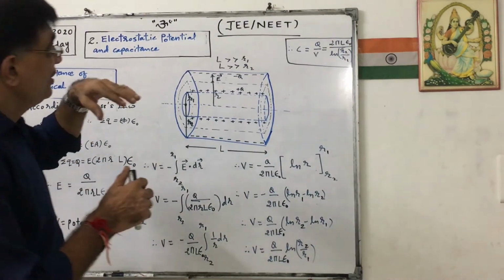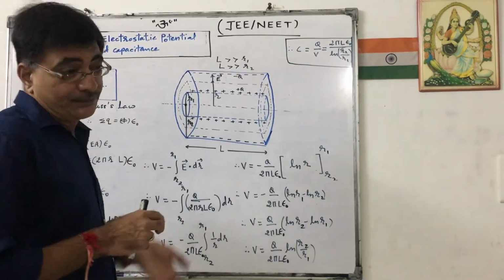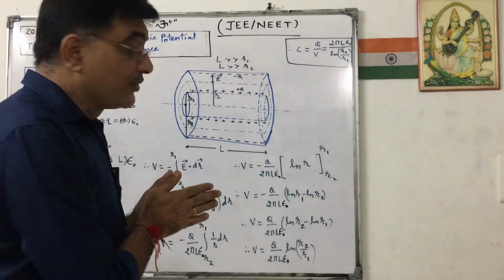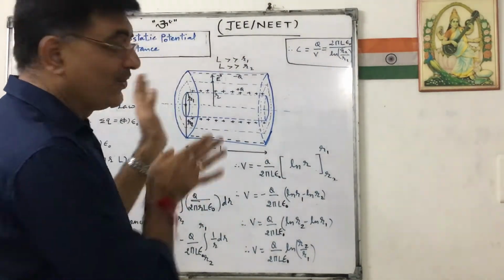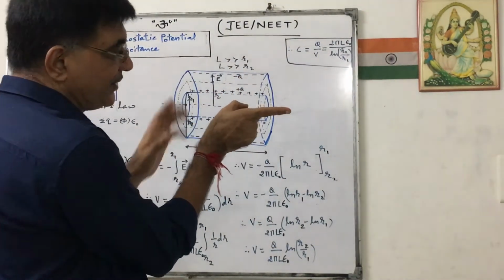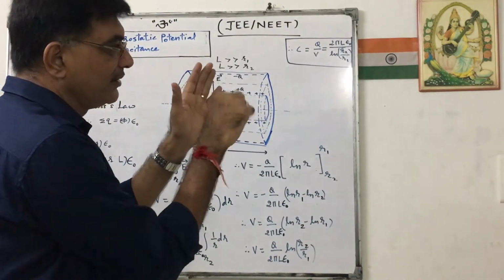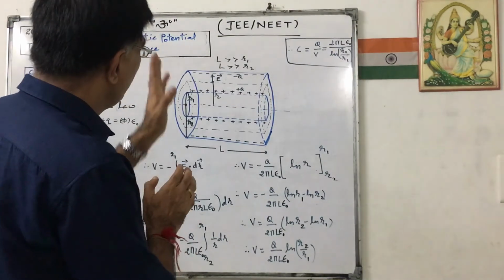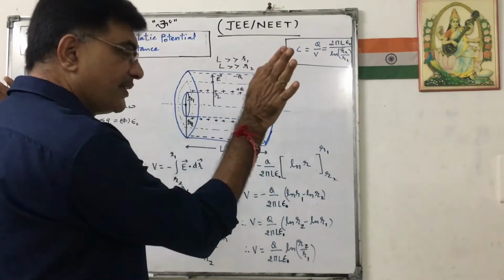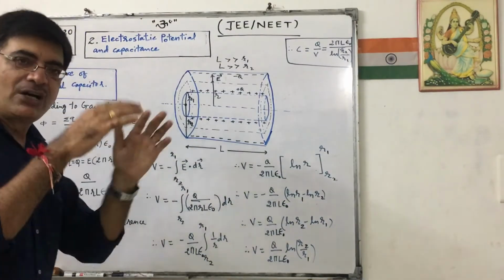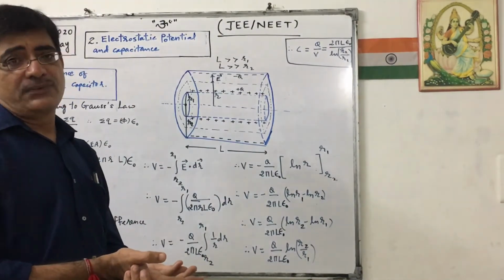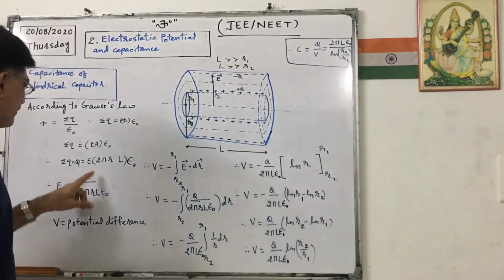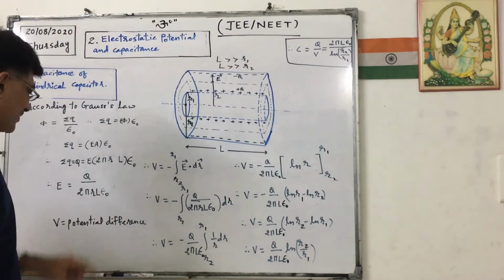Here we have to consider the area of the hollow cylinder. We cannot consider these two sides because the electric field is not in this direction; for this direction E and dA will have angle 90, so E dA cos 90 will be 0. The electric field is only in this direction, so I have to consider the area of a hollow cylinder, that is 2 pi RL. So E will be equal to Q upon 2 pi RL epsilon naught.